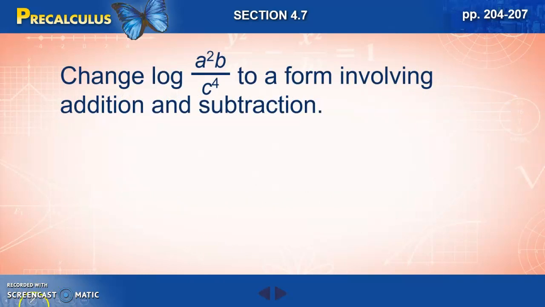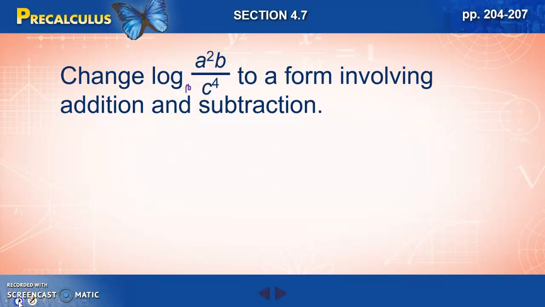All right, so now we have stated the laws. Let's apply these laws. We want to find the log, base 10 here, the common log of a to the second power b divided by c to the fourth power, to a form involving addition and subtraction. This is just too complicated here, but we can use the laws of logarithms to rewrite that as a form involving addition and subtraction. Remember, when our base is not stated, it's implied that it's base 10, and this is a common log.